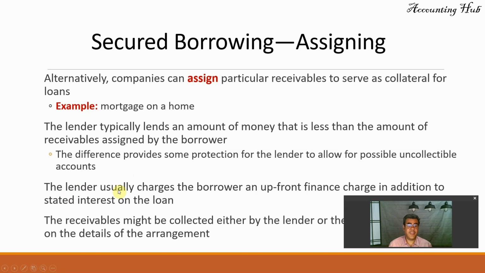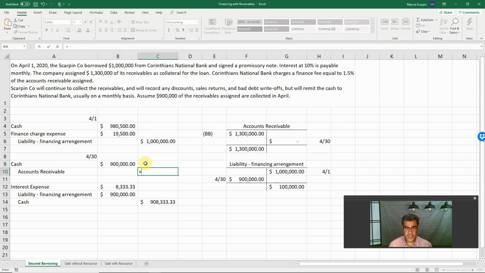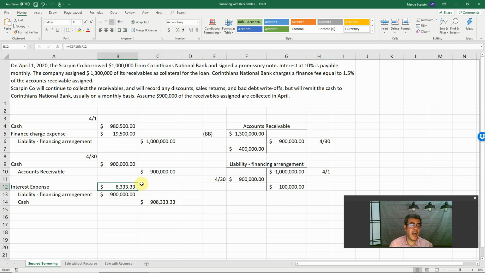The lender usually charges the borrower an upfront finance charge. So it is this 1.5% here. We received $900,000. So cash, $900,000, because we are responsible for this collection. Accounts receivable, $900,000. So we still have $400,000.